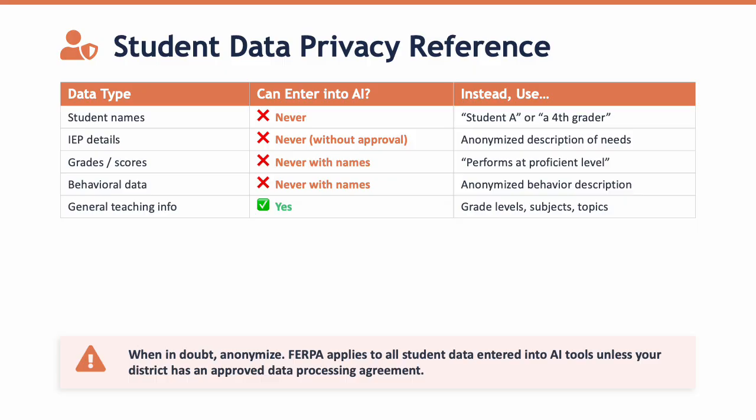Now, this slide here of student data privacy reference is a printable slide that I suggest everybody prints out and keeps handy in your classroom. The key principle here is that when in doubt, you anonymize. General teaching information is always safe, but anything that could identify a specific student requires anonymization.